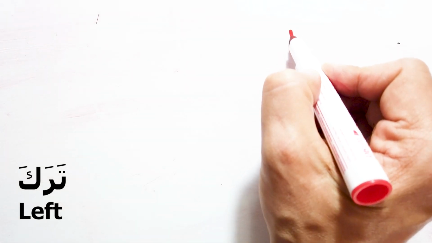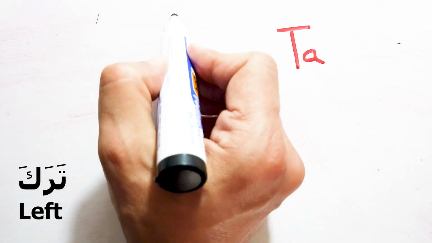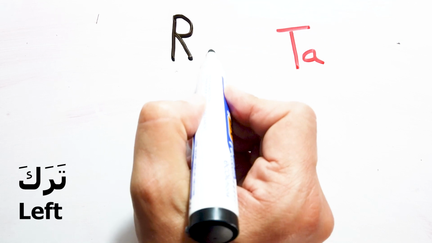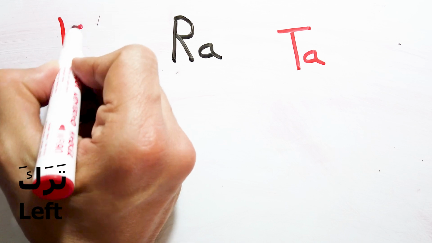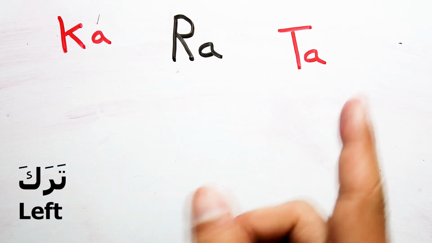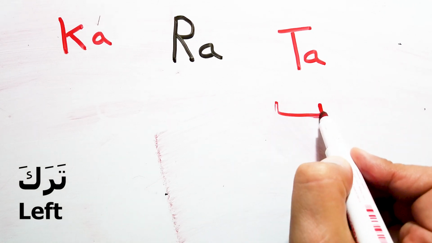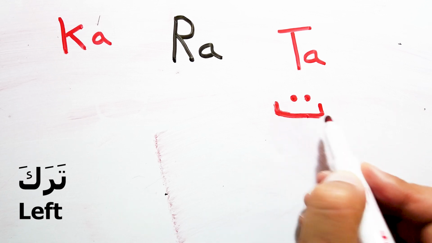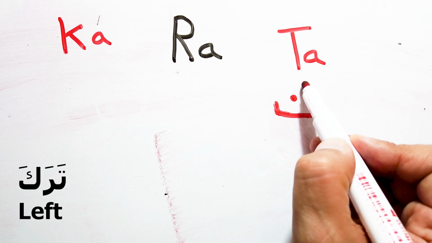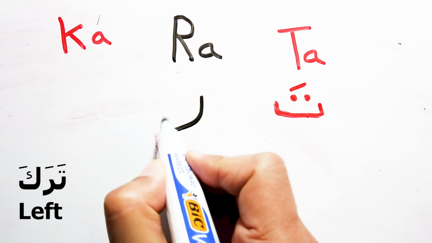Ta, ra, ka. Ta. Let's write it in English. Ta. And then ra. And finally ka. Ta, ra, ka. In Arabic, ta, when it is out of the word, it has this shape. This is the sound of T in Arabic, but I say ta. I must add this mark on the top. Ta. Ra. Everybody knows now what's ra.